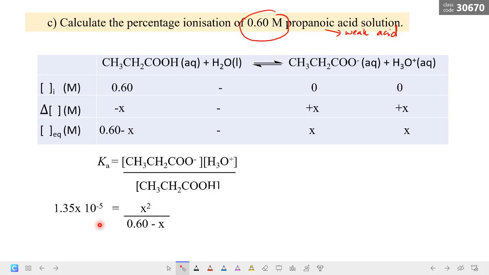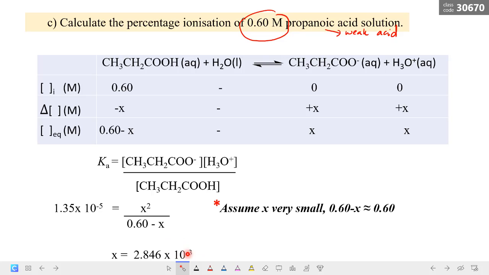Okay, jadi kita dibenarkan buat assumption dan selepas itu kita check. Jadi di sini kita assume dulu. Assume X is very small, therefore 0.60 minus X is approximately 0.60. Maksudnya yang tercerai sebanyak X ini kita abaikan terlebih dahulu. Okay, jadi bila kita abaikan, maksudnya kat bawah ni nanti dah tak payah tolak X lah. Okay, so kita teruskan.